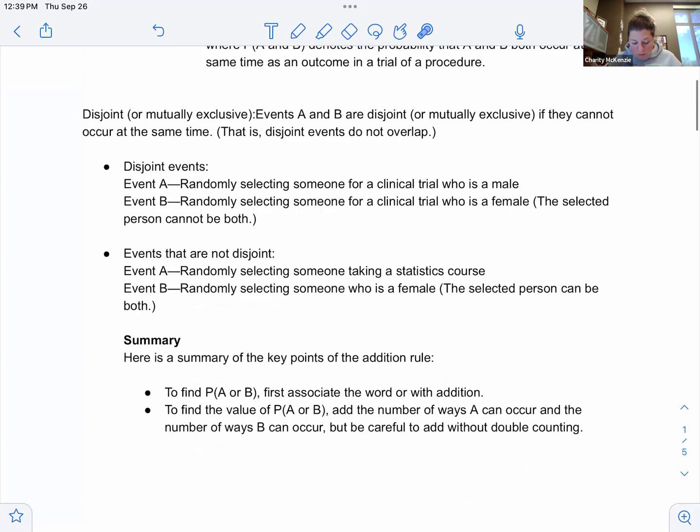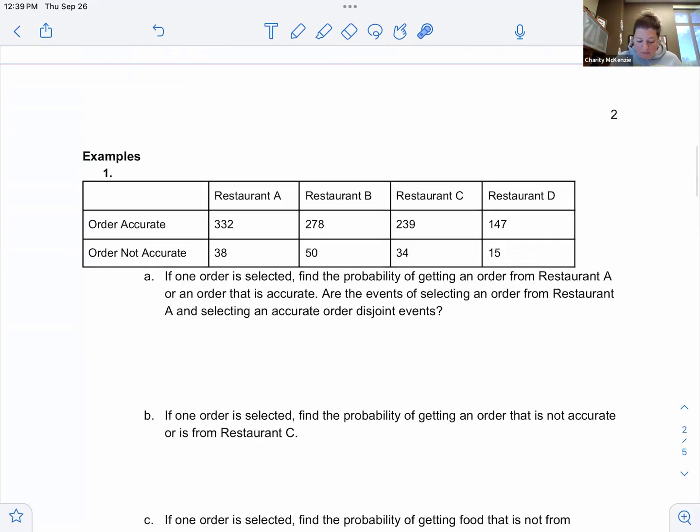So I'm going to scroll real quick to a chart just to kind of go over this. If I'm looking at the probability of an order being accurate or from A, if I added all these accurate and I added all these from A, I would have counted this number twice. That number is the "and." Where are they both? Well, they are both in restaurant A and accurate at 332 people. Okay, so "and" is where they are both, and "or" is obviously two separate things.